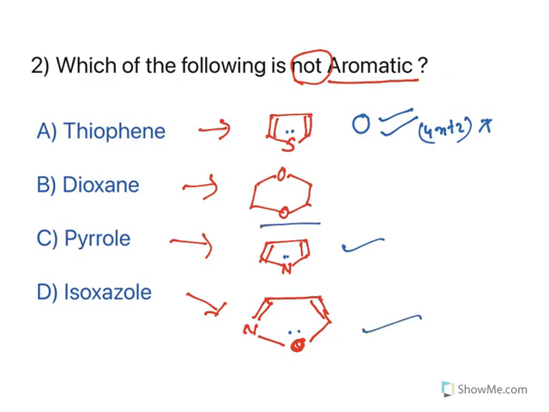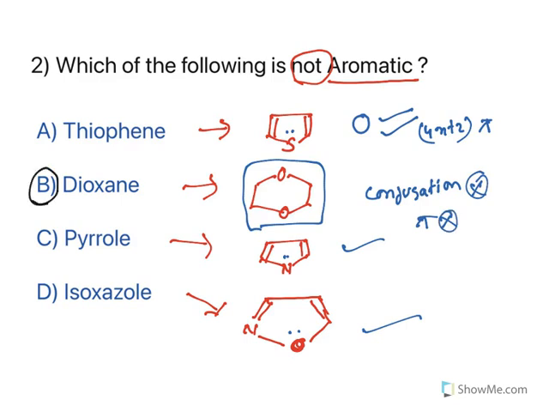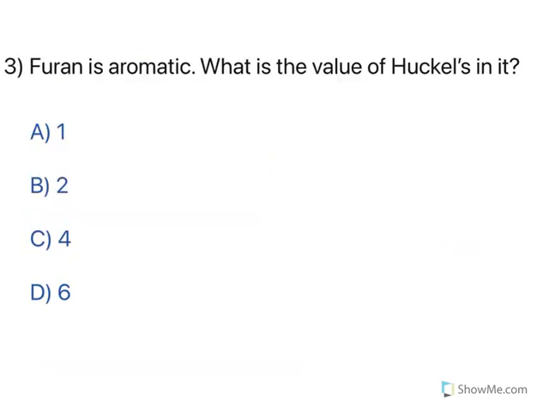So, what is the odd man out here? Dioxane. There is no conjugation and no pi electrons. Both of them are required to be aromatic. So, dioxane is not aromatic. Moving to the next one.